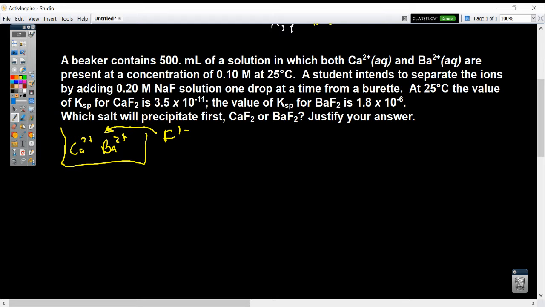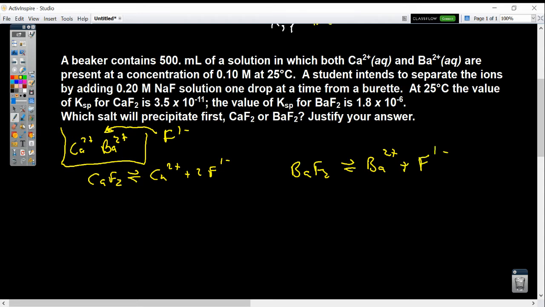You have to realize that this is what's going on. We're going to have calcium fluoride in equilibrium with calcium and fluoride. Barium fluoride is in equilibrium with barium and fluoride. Now, the easy way to look at this is to say, if KSP represents the solubility, the KSP here is 3.5 times 10 to the negative 11th. The KSP for barium is much bigger at 1.8 times 10 to the negative 6th.